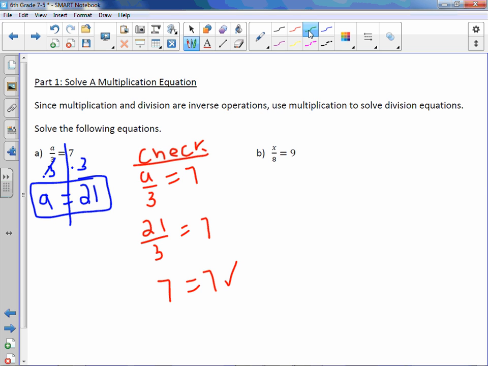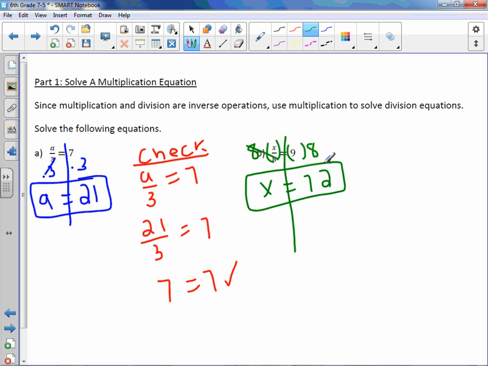Letter B. X divided by 8 equals 9. To get rid of divided by 8, we multiply by 8. And now one way, like I showed in the previous example, is to show the dots for multiplication. Another way is to use parentheses on both sides to show multiplication by 8. 8's go away. X equals 9 times 8 is 72. It doesn't matter which method you choose, and in all honesty, I go back and forth with them.